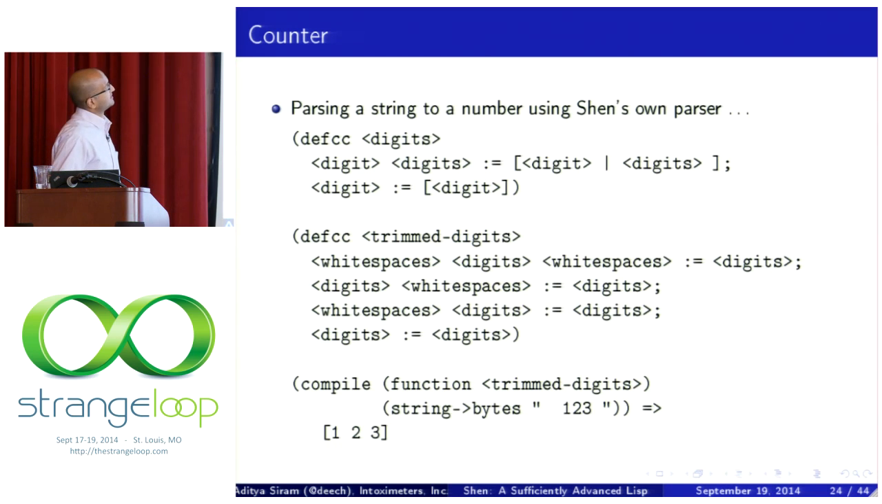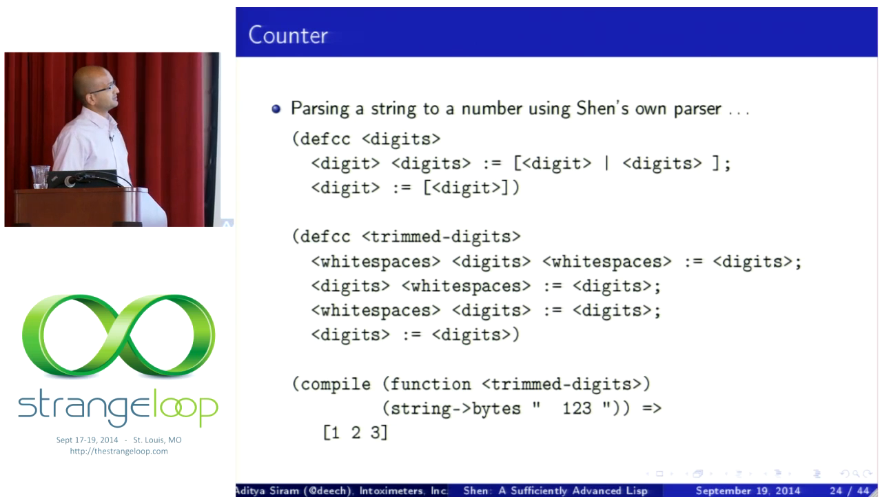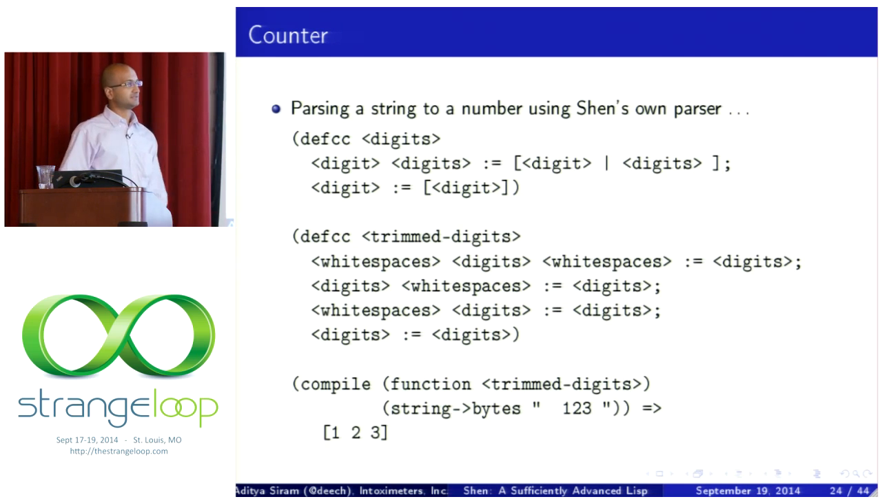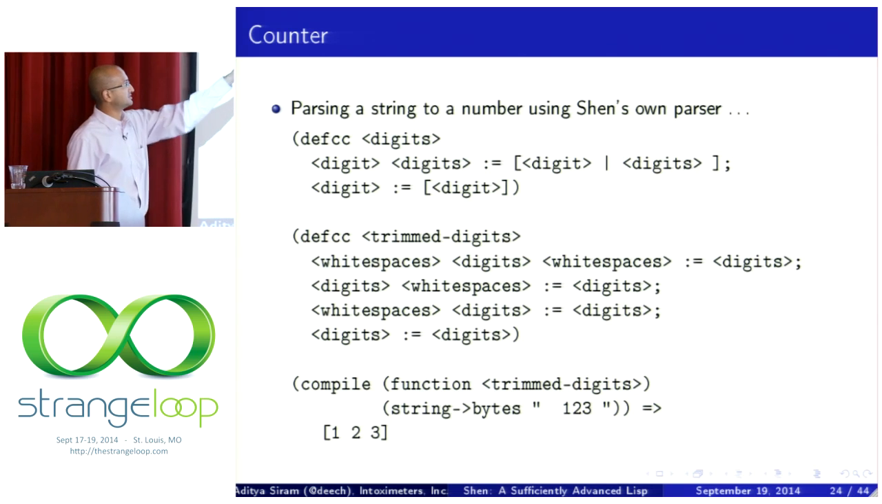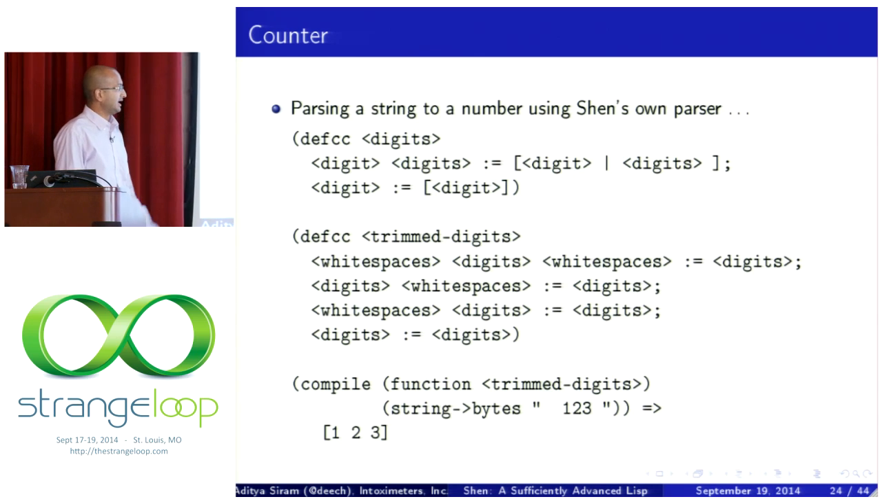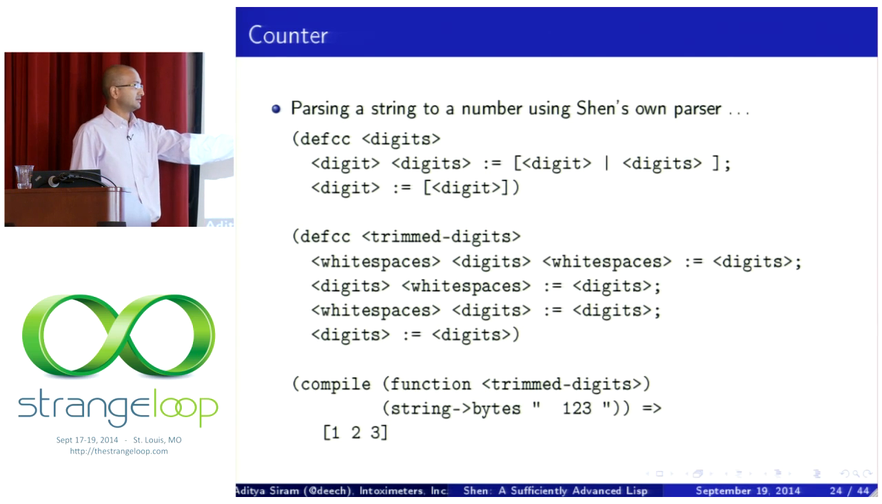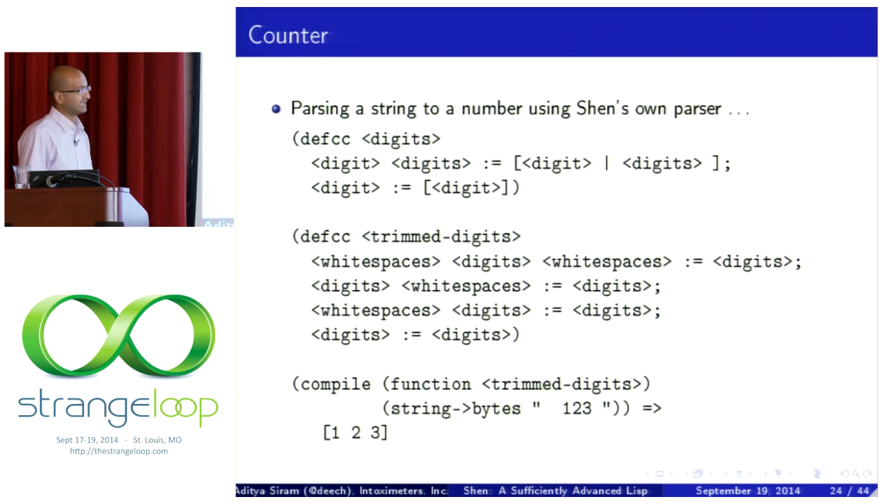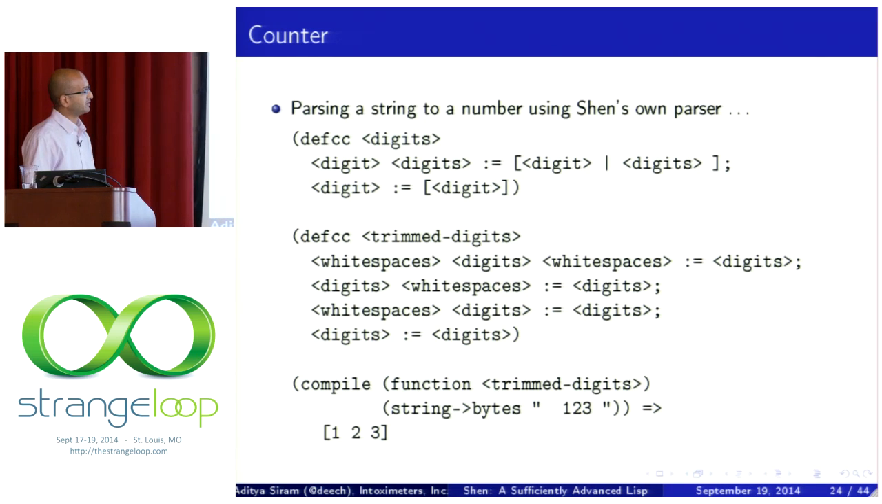So parsing the digits from the counter is pretty simple. The digits parser looks exactly like the alphas parser we just saw. But in this case, we're also accepting white space around the digits. So here's a parser that takes out the white space by parsing white space, digits, and more white space, and so on. And we compile that as we did before using the compile function and a string to bytes, and it outputs the numbers. But again, we don't actually care about the output of the parser. We just care that it actually parsed.